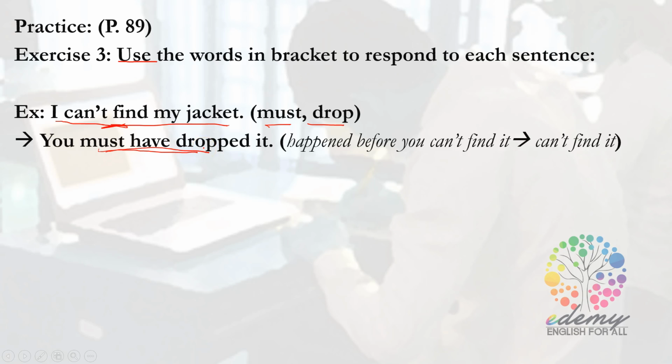In here, you have to think about a situation. Now, the present thing is that you cannot find your jacket. You don't know where it is, right? So we focus on what happened before you cannot find your jacket. What happened before that led to the fact that you cannot find it now. So we focus on what happened that caused you to lose your jacket. So if we focus on what happened before, then we must use it in the past. So you must have dropped it.